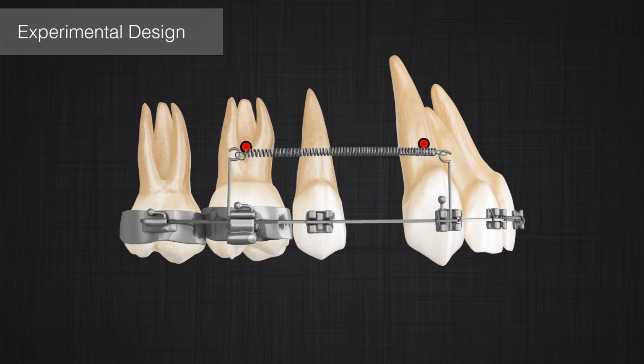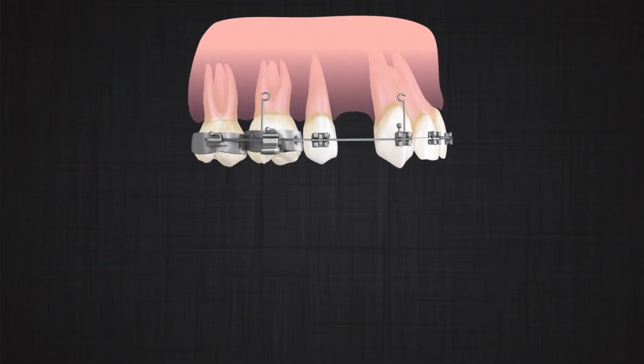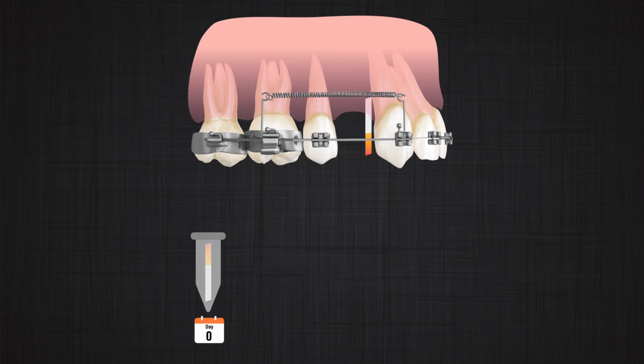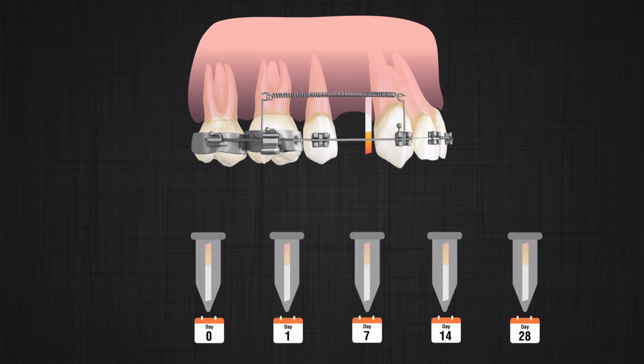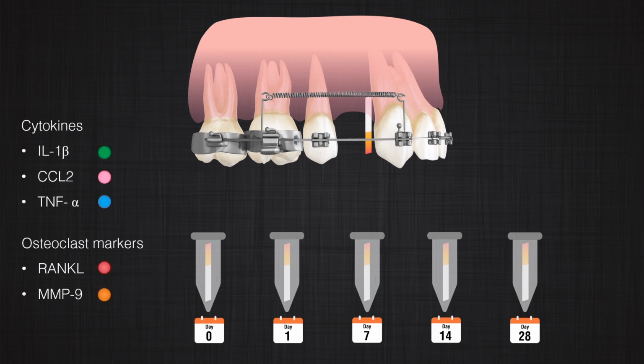To evaluate the level of inflammatory markers, gingival crevicular fluid, or GCF, was collected from the distobuccal gingival crevice of the maxillary canines at the following times: Day 0, which was prior to treatment, and days 1, 7, 14, and 28 after the beginning of retraction. Cytokine and osteoclast marker levels were measured using a custom glass slide-based protein assay.